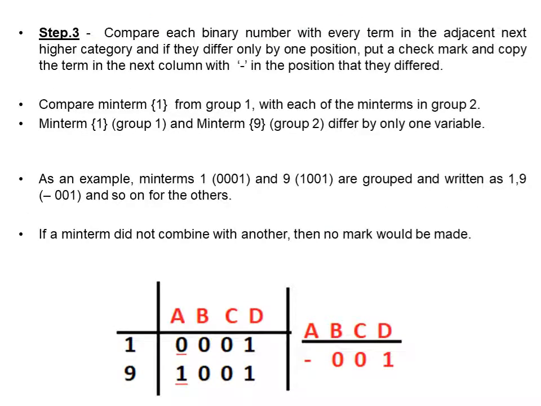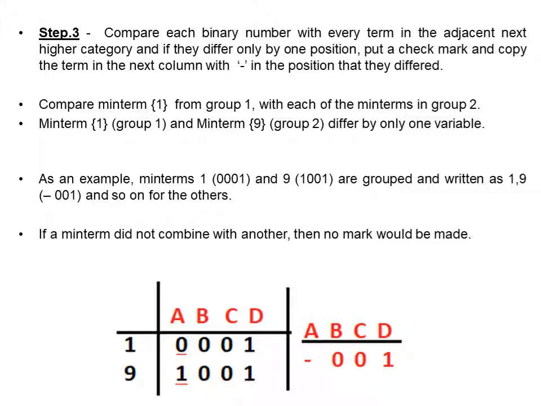Then step 3. Now we are going to compare each binary number with every term in the adjacent next higher order category, and if they differ in only one position, then put a check mark and copy the term in the next column with a dash in the position where they differed. For example, compare minterm 1 from group 1 with each of the minterms in group 2.